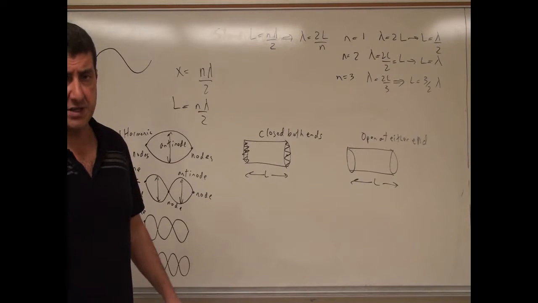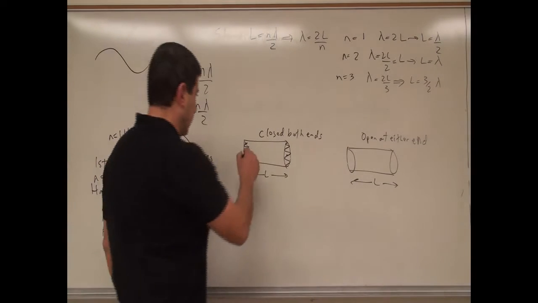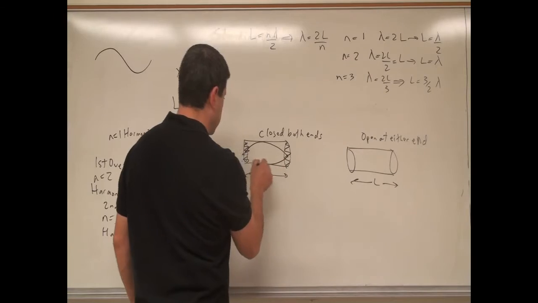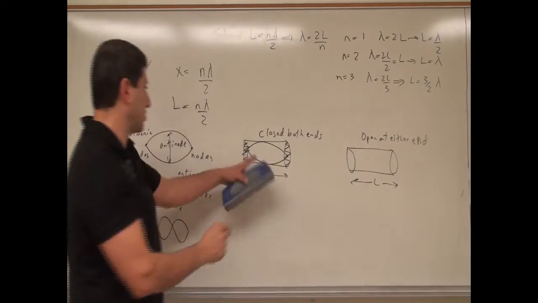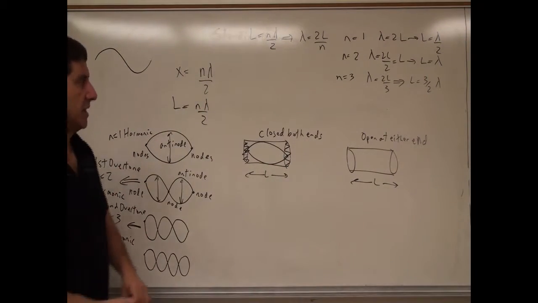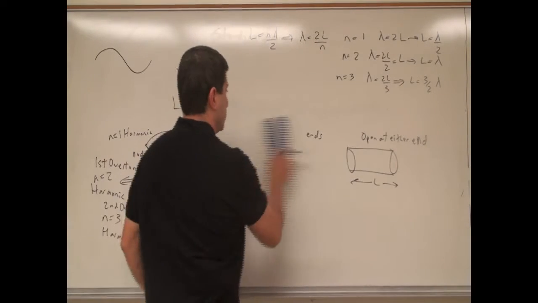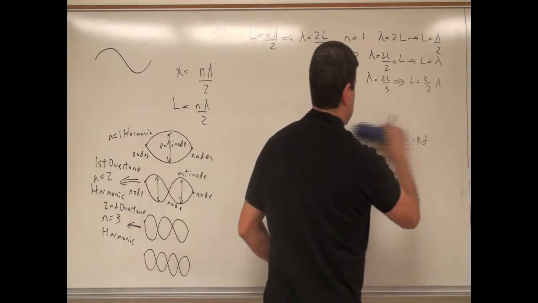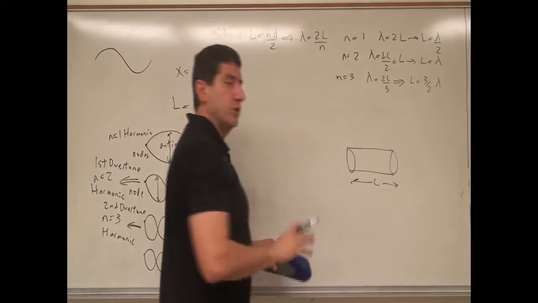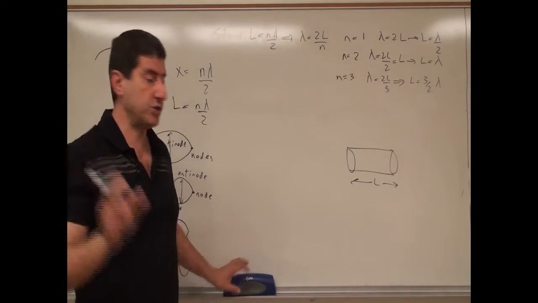Closed at both ends is exactly the same. It'll go up and then down and up, and then all the other harmonics will look exactly the same. How does the picture look for the pipe open at both ends, right? So now the picture will look different, but the harmonics are actually the same.